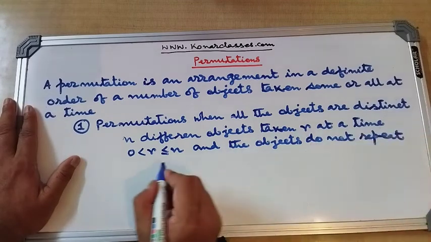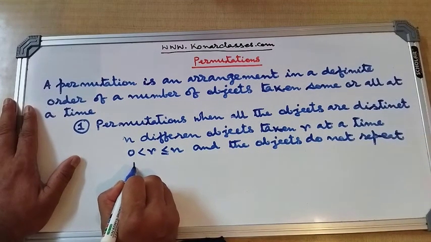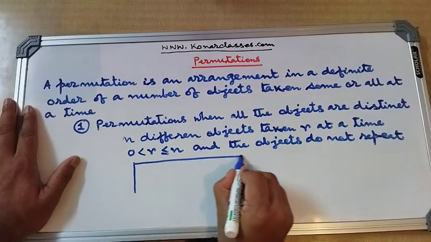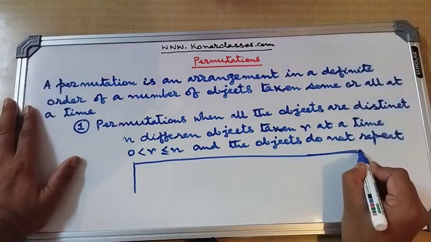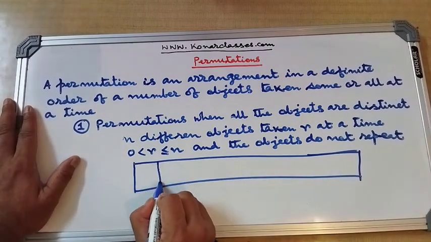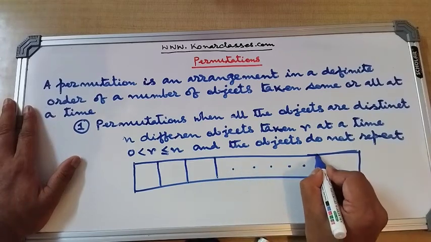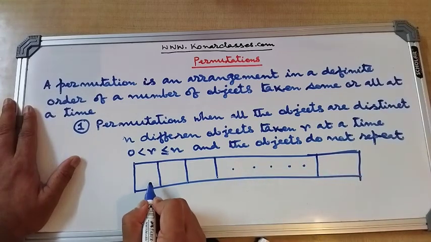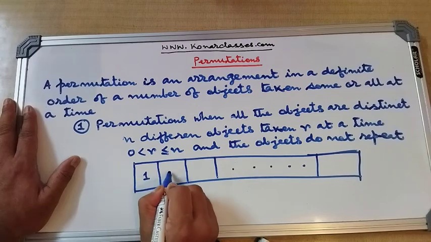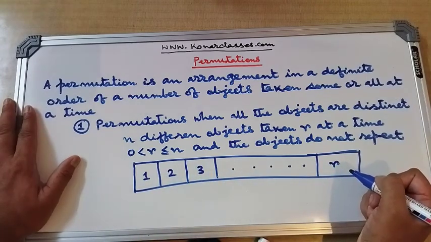So how can we find it out? What are the places? We are taking r at a time, so let's take r places. This is the first place, this is the second place, this is the third place, and in that way we get the rth place.